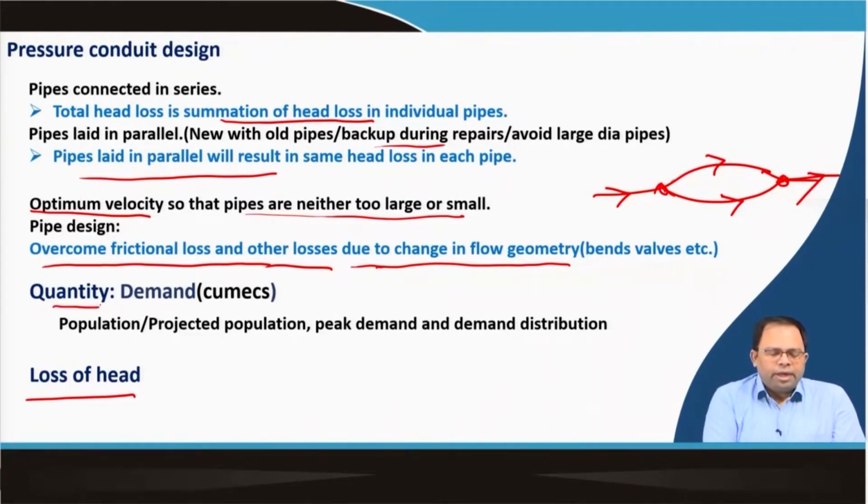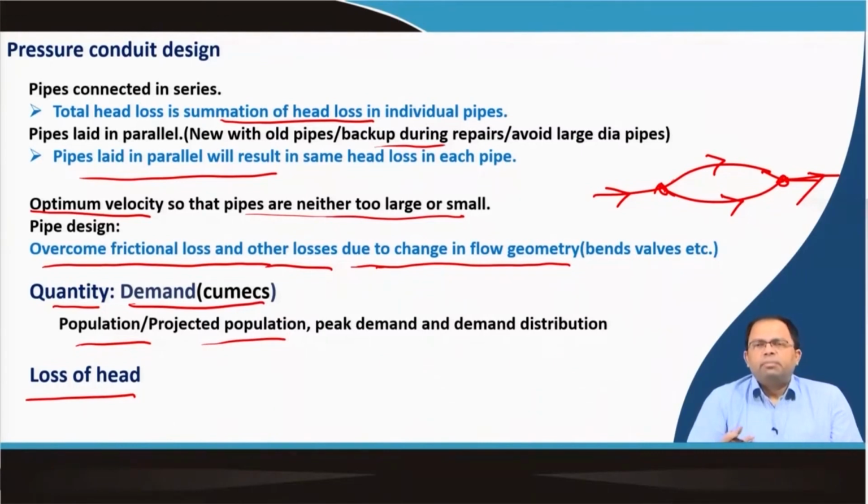So, in addition to this determination of loss of head, we need to understand the total quantity, which is measured in cumecs, cubic meter per second, that is the flow, and this is based on the population and the projected population, of course. Because we are designing pipelines not only for today, but maybe for the next 30 years, then there are the peak demand periods, or the peak demand and the demand distribution, how the distribution happens. Now, this is important for operation of pumps and maybe for some other issues as well, but primarily we will design the pipelines for peak demand.